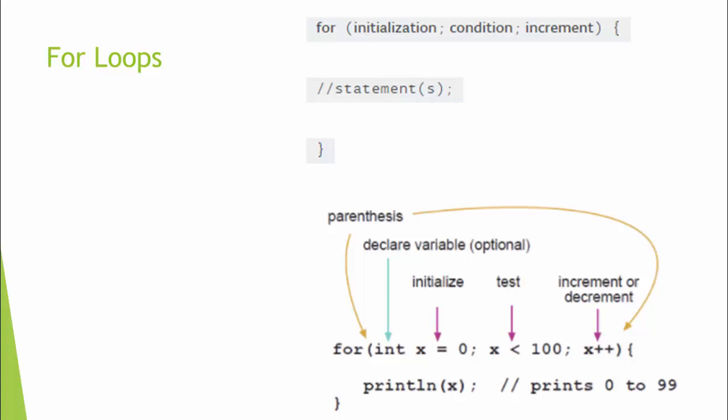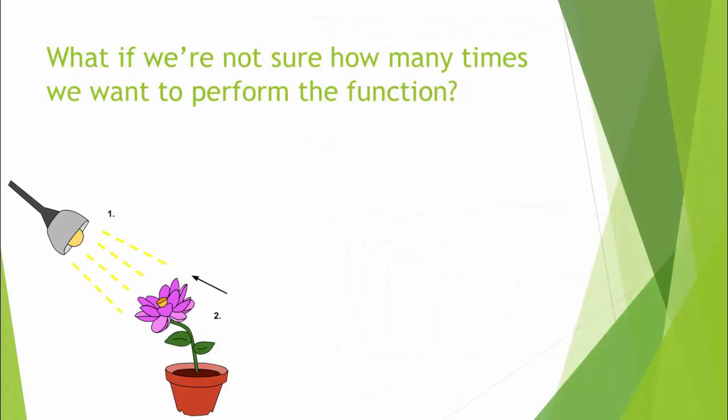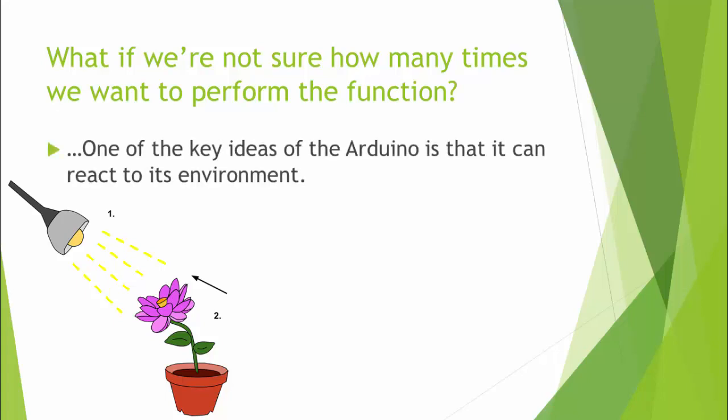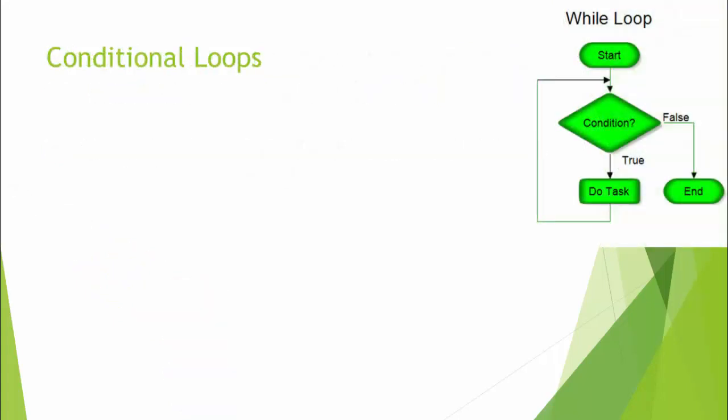When could we use this in an Arduino? Well, you might imagine that a wheel might want to turn around 3 times, for example. But in fact, those kinds of loops aren't very common with Arduinos because it's not often that we're sure how many times we want to perform a given function. Rather, we want to use the power of the Arduino, its ability to sense its environment. So we want it to react to its environment. So for this, we use conditional loops.